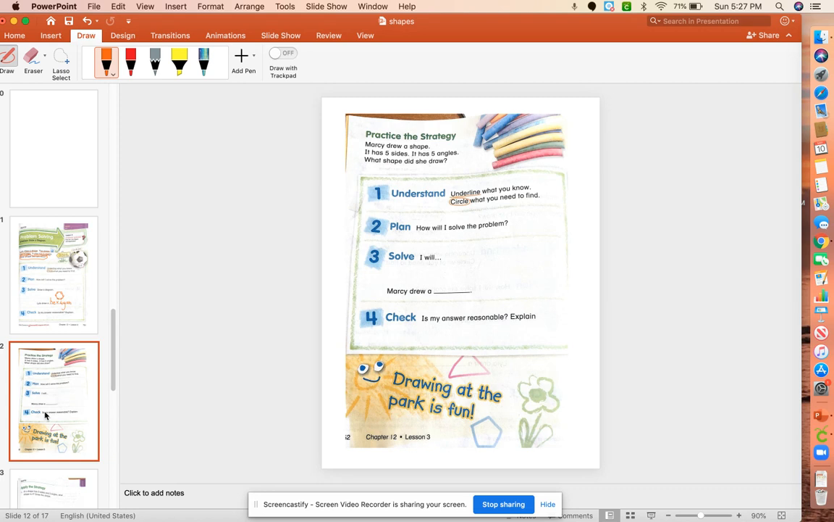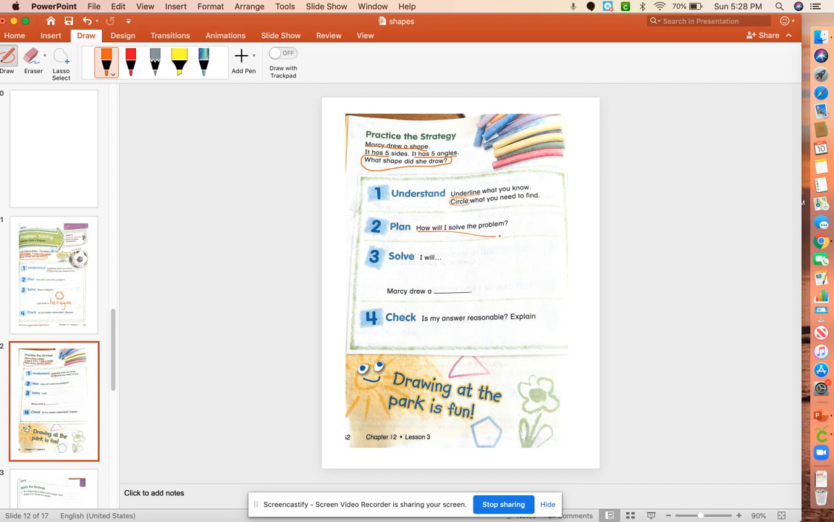It says Marcy drew a shape. It has 5 sides and it has 5 angles. What shape did she draw? So we know that Marcy drew a shape. We know that it has 5 sides and has 5 angles. And they want to know, what shape did she draw? Sorry, I kind of couldn't see that very well.